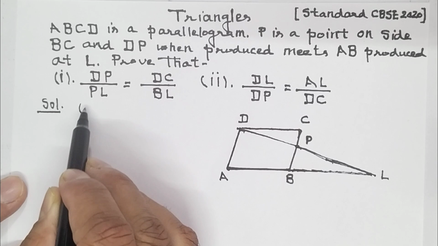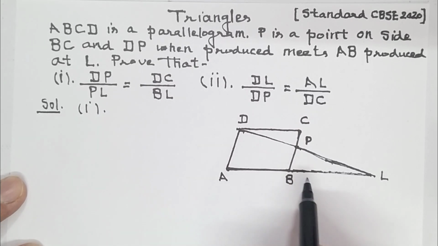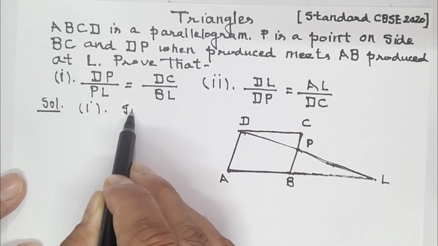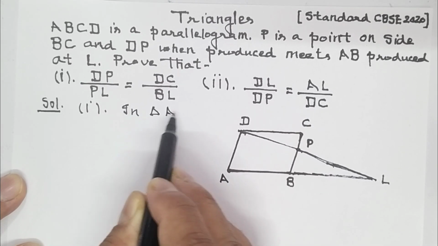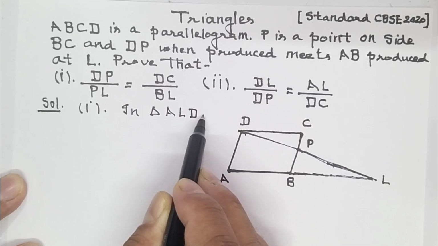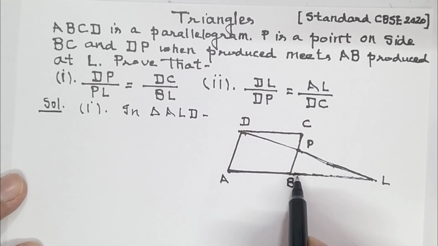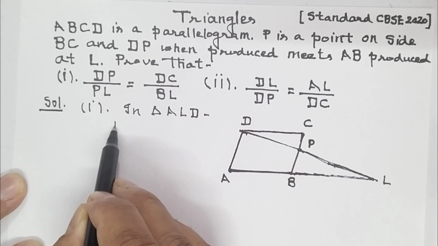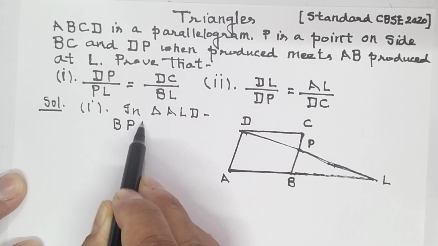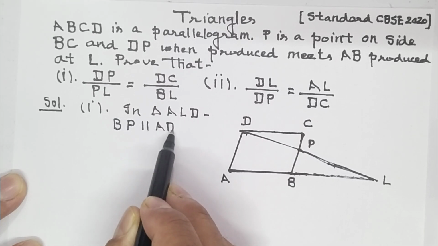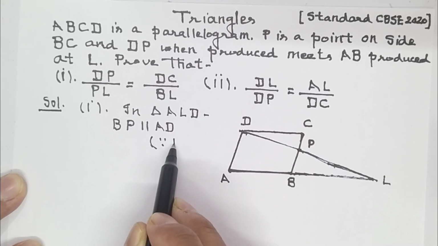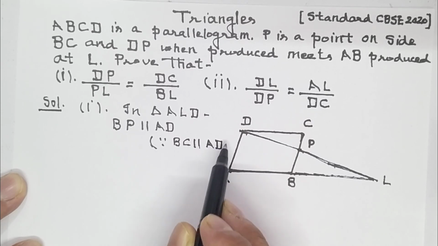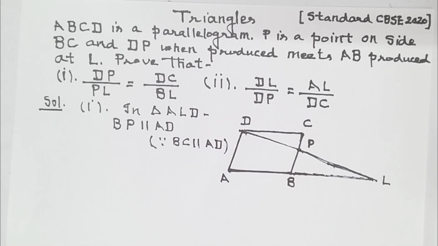So part number one first I will do. For this I am taking the triangle ALD. In triangle ALD, what is parallel to what? BP is parallel to AD. So BP parallel AD. Why BP parallel AD? Because BC is parallel to AD. And why BC is parallel to AD? Because opposite sides of the parallelogram are parallel.